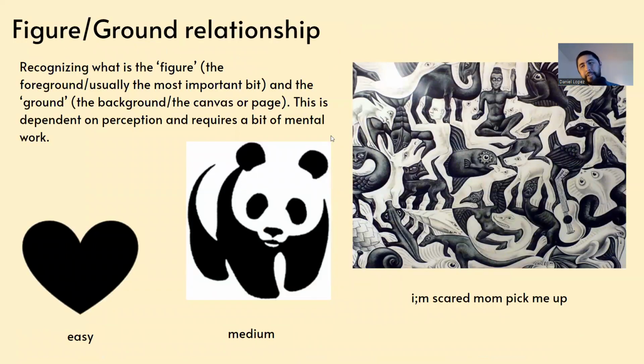Okay, figure-ground relationship. This is an interesting way to think about shapes, right? On the left, this is the figure. This is basically a heart. We can tell it's a heart, right? But there's no ground or background essentially. Here, there is a foreground and a background. The figure is the black and the ground is the white. We know this because this is a panda.